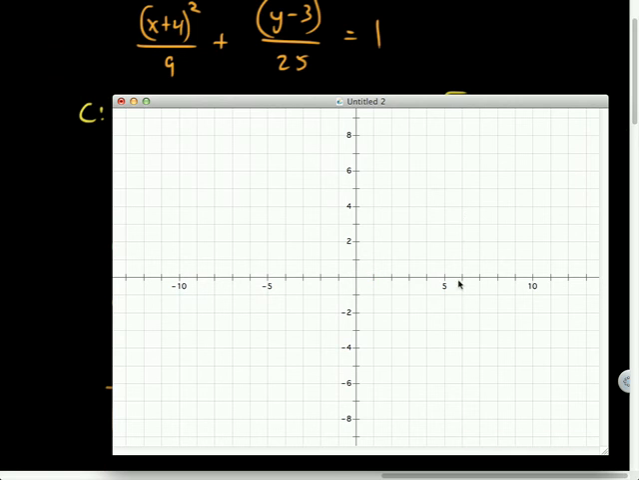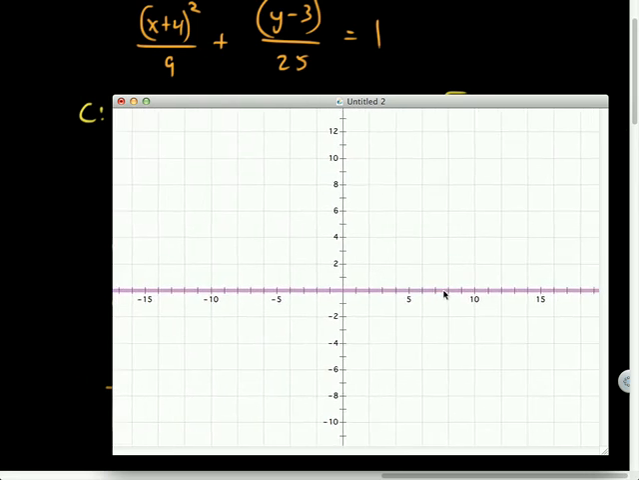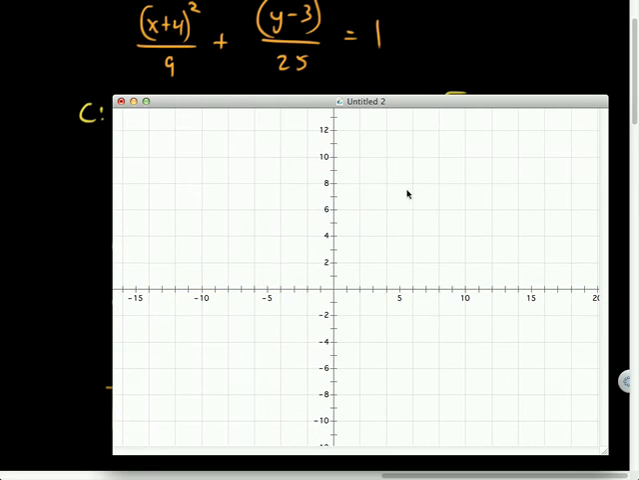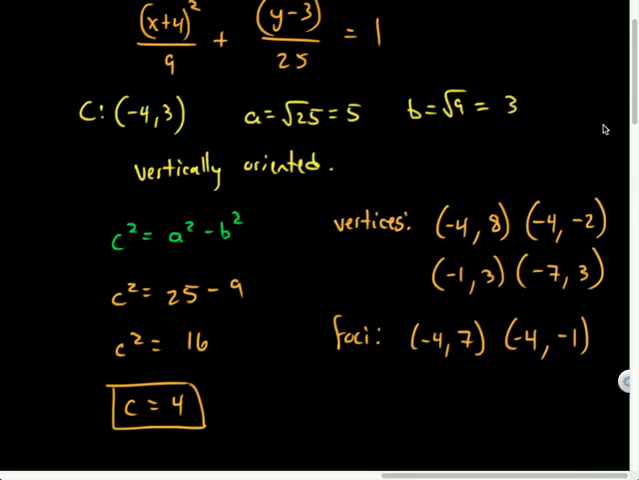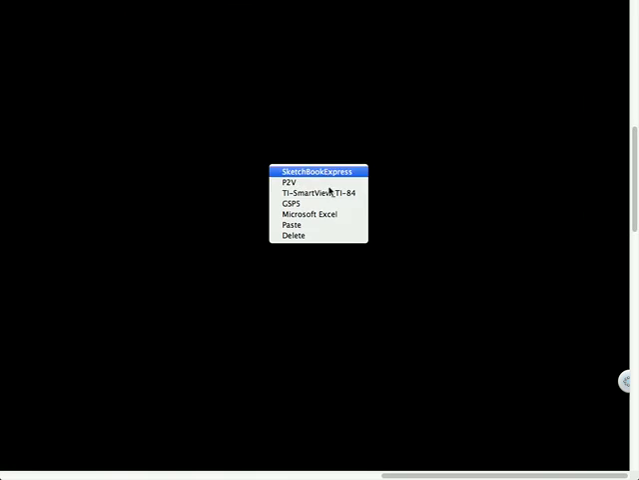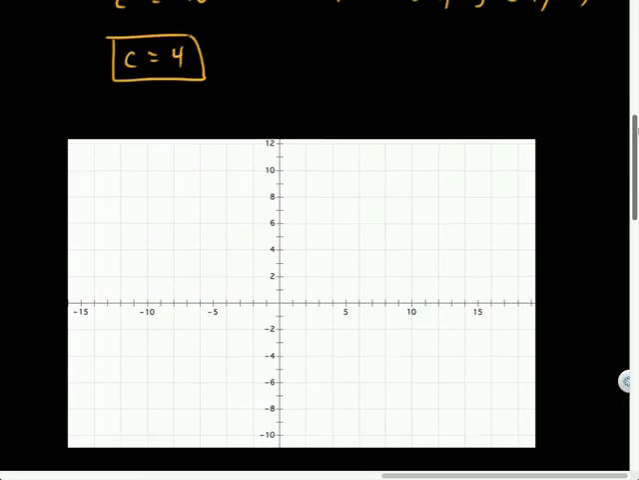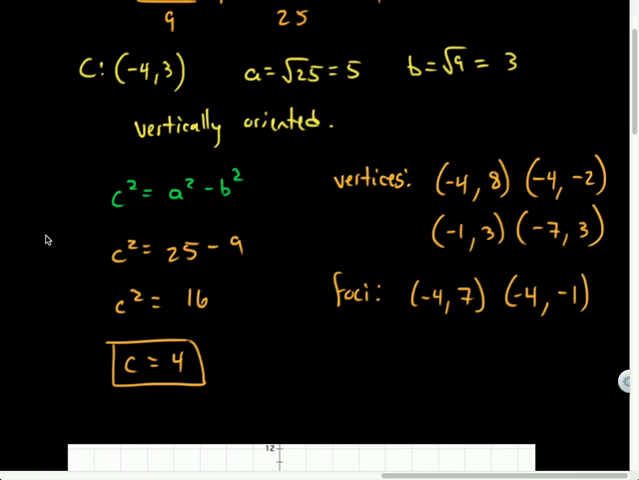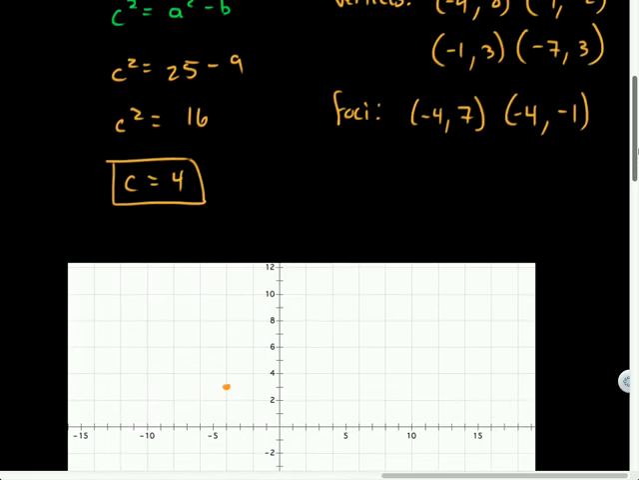Let's see. So for this ellipse, we're going to have the following. So let's paste this here. Bam. And plot the center is at -4, 3. Let's see, did I give myself enough room? I think so. -4 up 3 is right here, is my center.